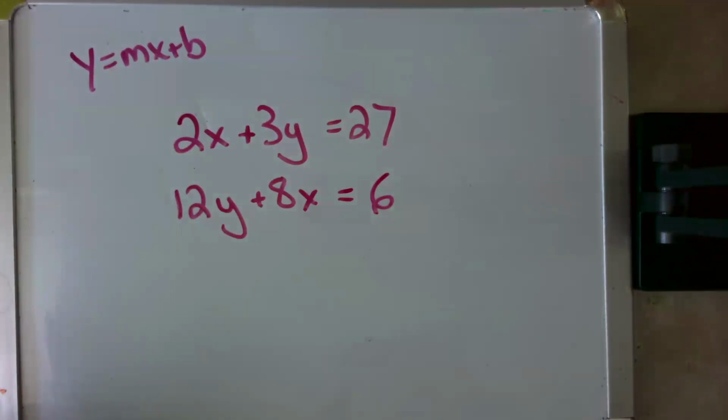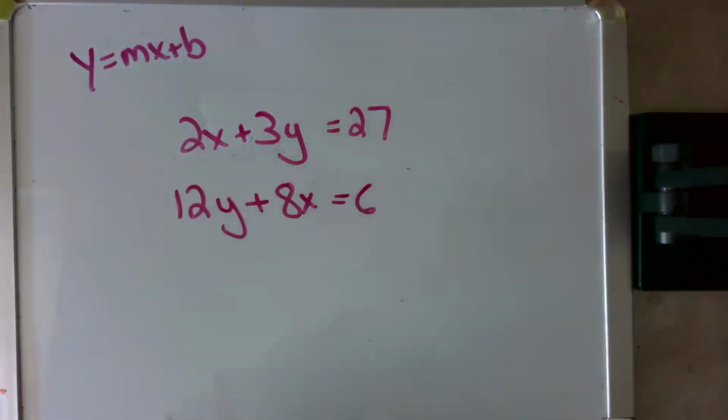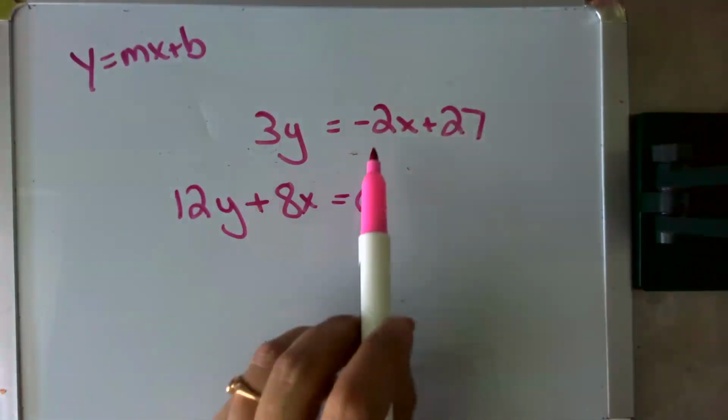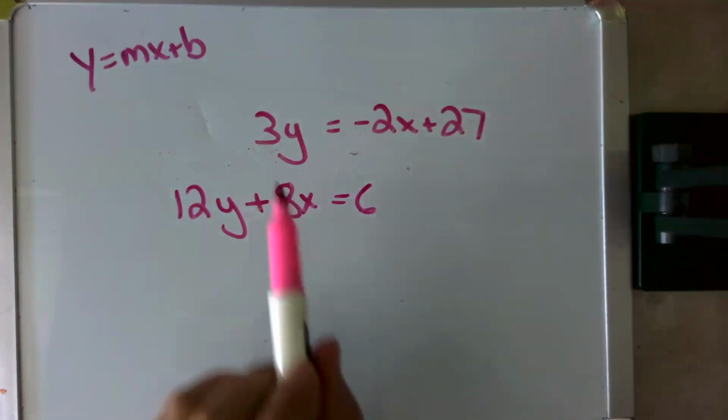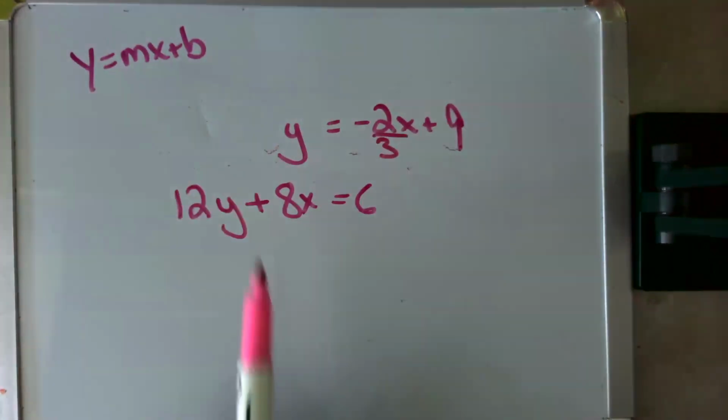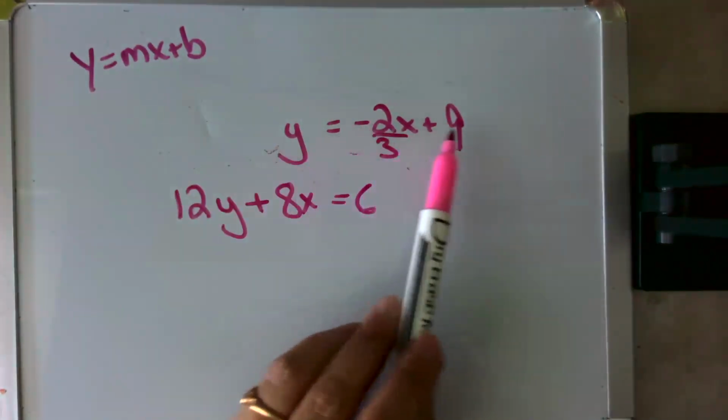And the first thing we're going to want to do is get it into y equals mx plus b form so that we can enter it into our graphing calculator. So if I subtract 2x from both sides, I get 3y equals minus 2x plus 27. Now I divide both sides by 3, and I get y equals negative 2/3 x plus 9.